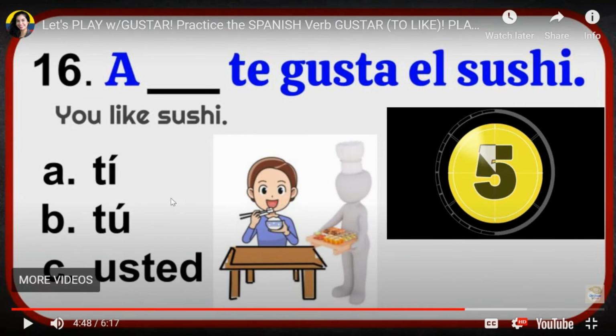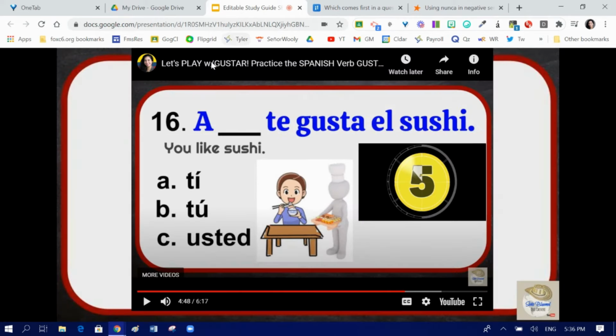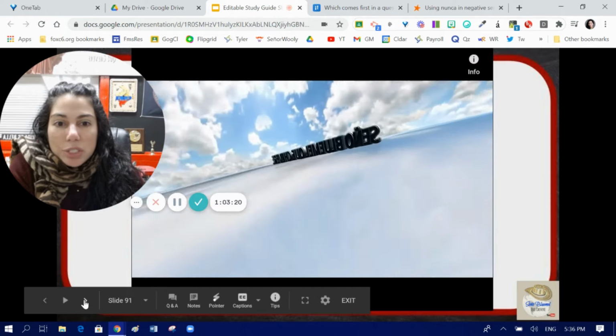It's 20 exercises, 20 sentences using Gustar. And then it gives you multiple choices, so you have to pick the right one. You have a timer, so you can pause it and then quiz yourself after you study the previous video I made about how to use Gustar, to see how you do. Okay, so that's something that you need to do to practice and get better at using Gustar.